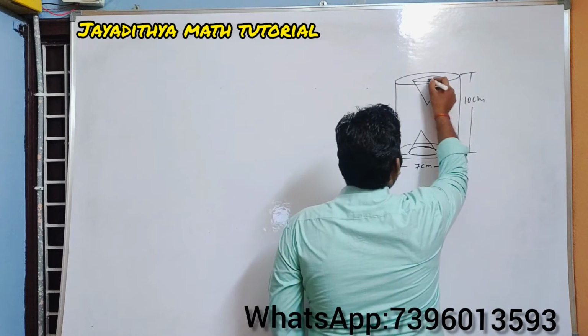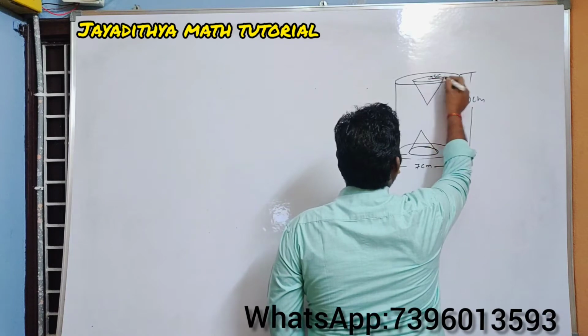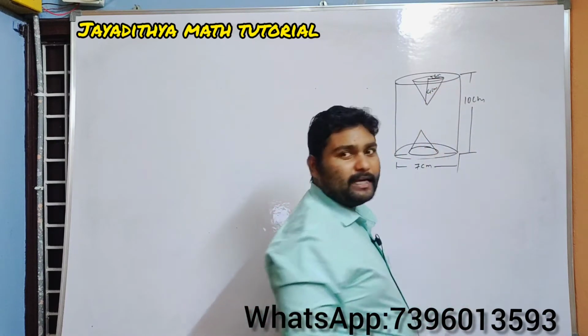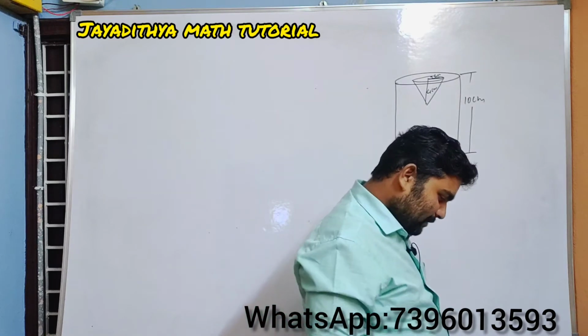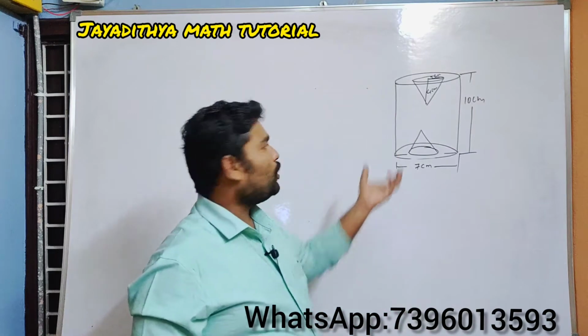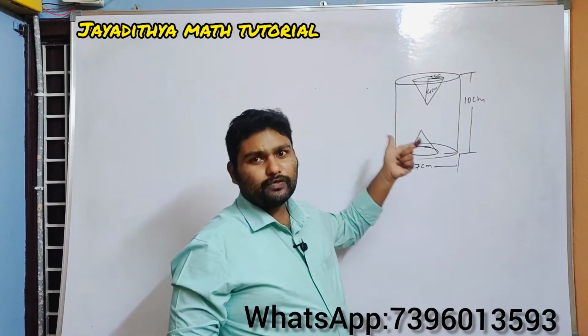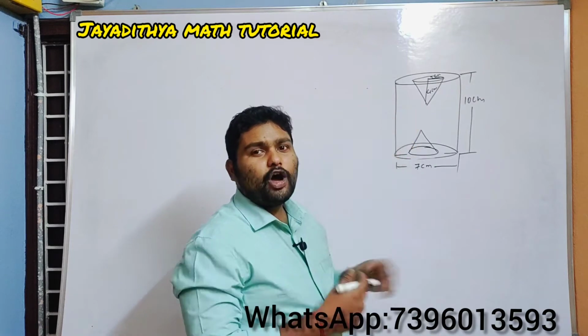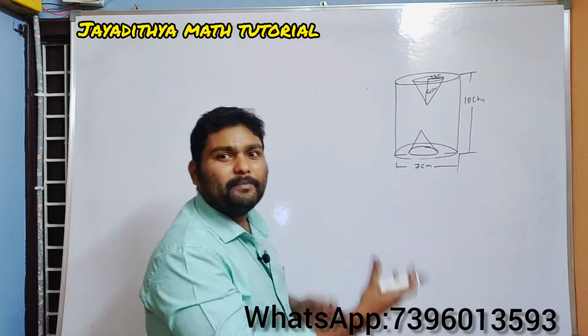Here he has given the radius of the cone as 3 centimeters, and its height is 4 centimeters, as cut off as shown in the figure. Find the volume of the remaining solid. So you should find the volume of the remaining solid. From the cylinder, 2 cones were cut. The 2 cones are identical. So how to find it? You need to find the volume of the remaining solid.